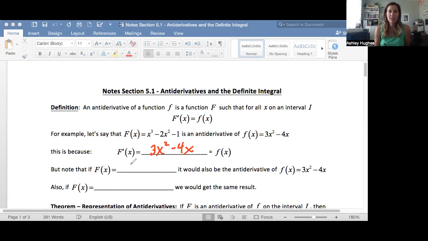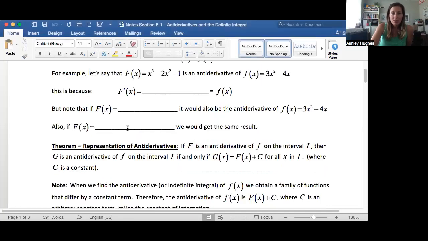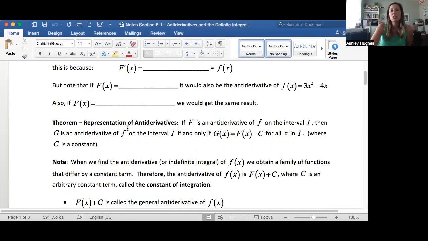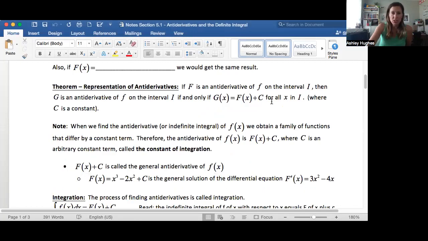Note that f of x equals x cubed minus 2x squared plus 10 would also have that antiderivative. Also, if I had x cubed minus 2x squared minus 1,000, I would also get that same derivative, because what's the derivative of any constant? 0. So when you take the general antiderivative, we always write a constant, plus c, because you have an infinite number of answers, actually.